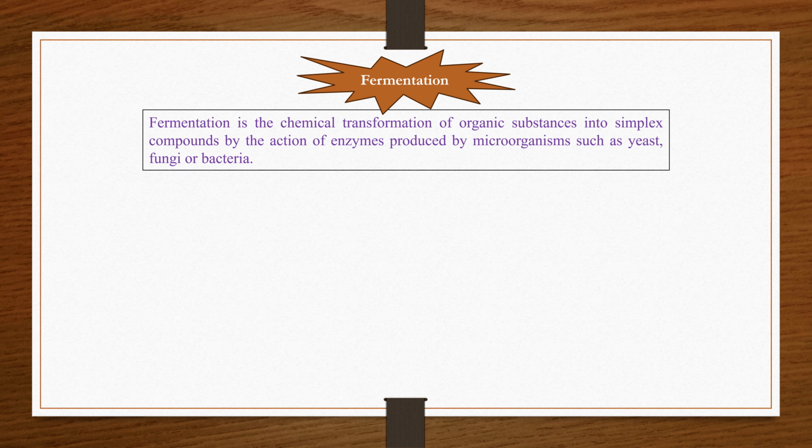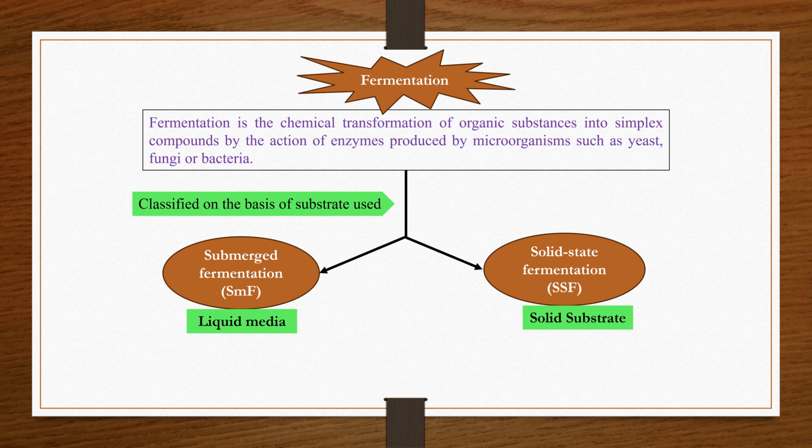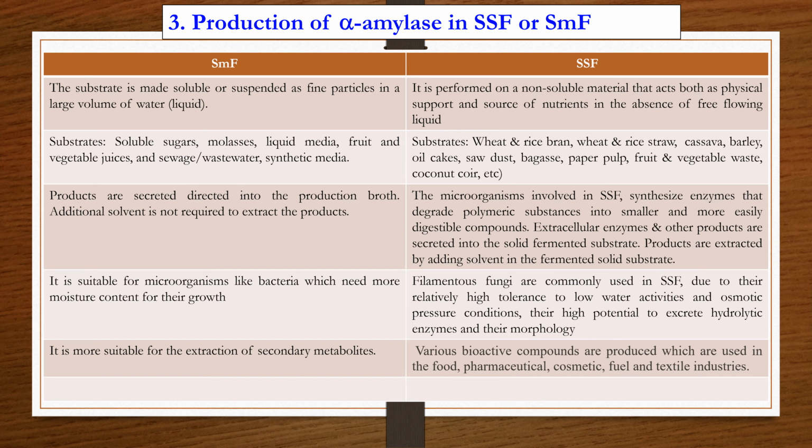Although specific fermentation procedures adopted by manufacturers vary to a certain degree, there are mainly two principal methods. The submerged fermentation method, in which liquid media is used, and the solid state fermentation method, where a solid substrate is used. Both processes are used for the commercial production of alpha amylase. Let's know about the differences between SSF and SMF processes.